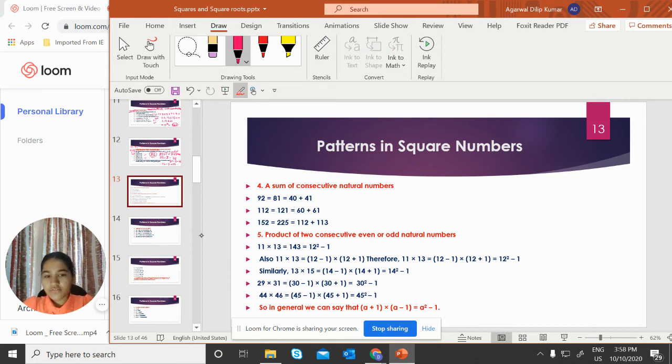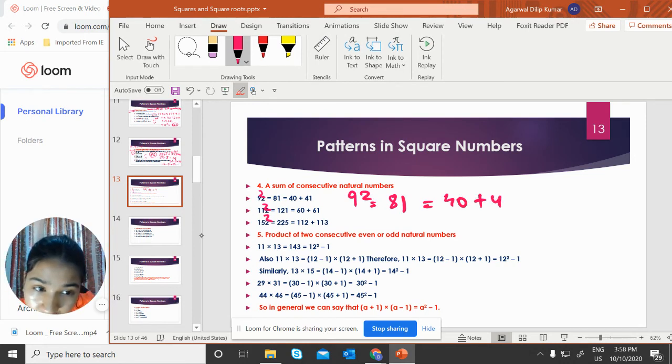The sum of consecutive natural numbers. Yes, if we add two consecutive natural numbers, we can get a perfect square. You want to see how? 9 squared is equal to 81. Don't get confused, please. 81 can be expressed as the sum of 40 plus 41, two consecutive natural numbers.